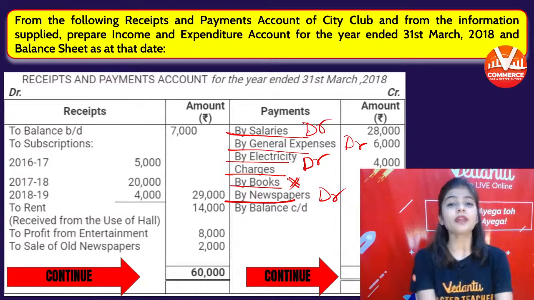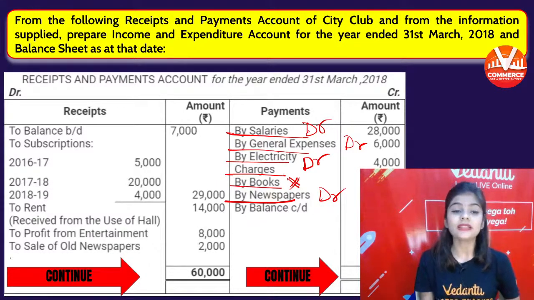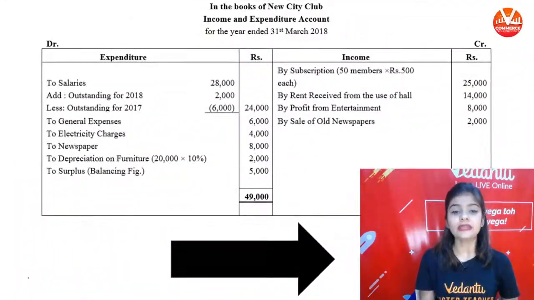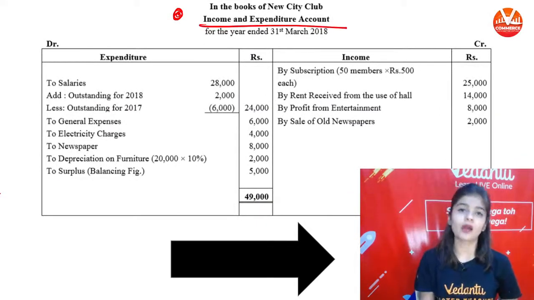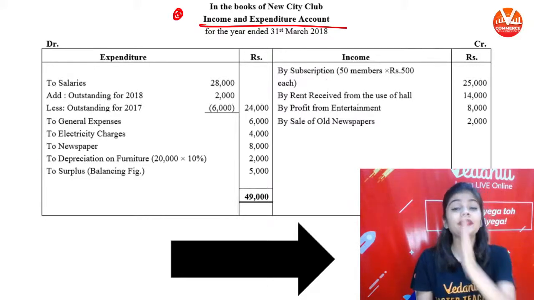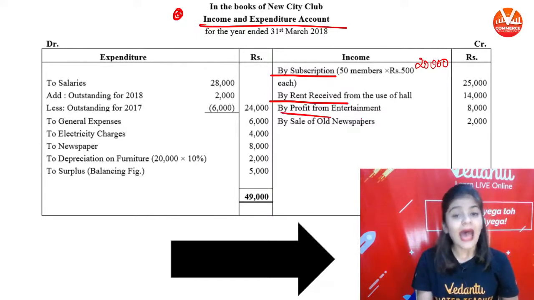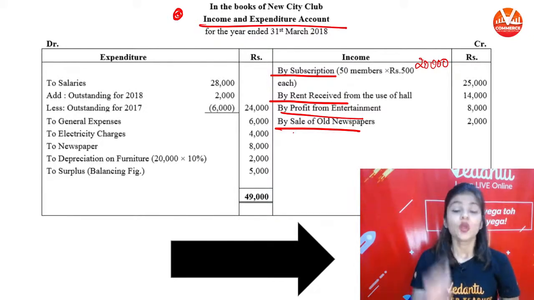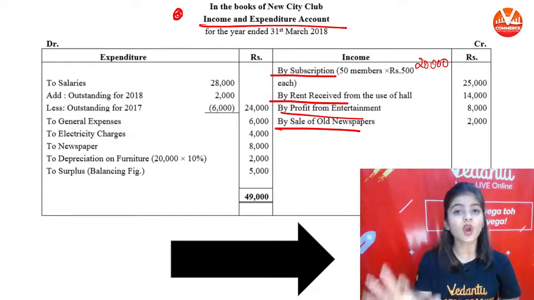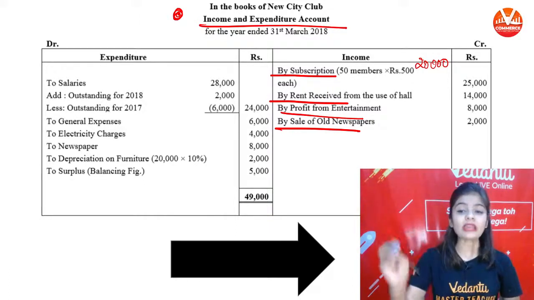So 4 items on the credit side and 4 items on the debit side. And this is your income and expenditure account. You can see on the credit side, I have recorded subscription. I will record 20,000 first. I have recorded rent, profit, and sale of old newspaper. So all the revenue income are recorded on the credit side of the income and expenditure account.